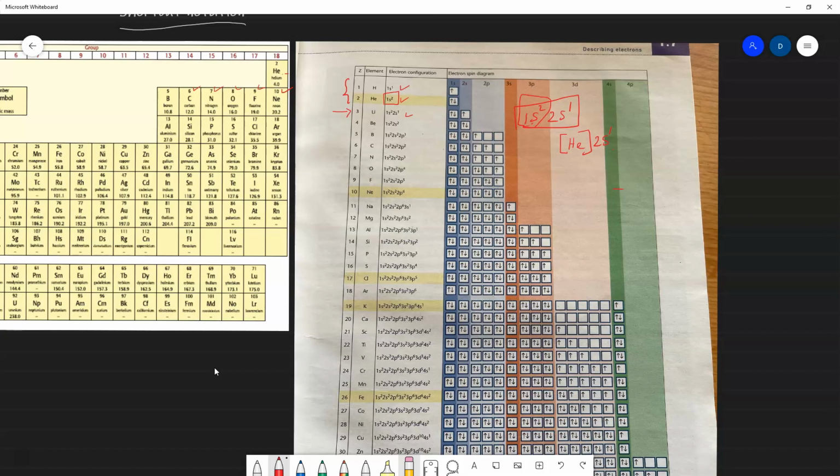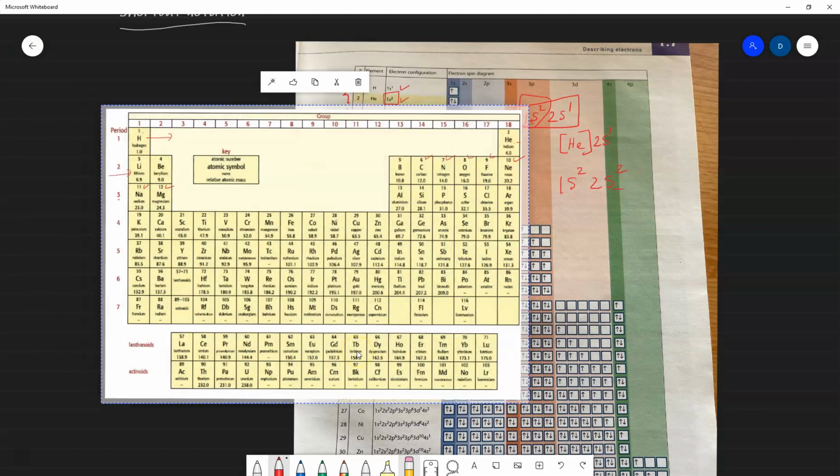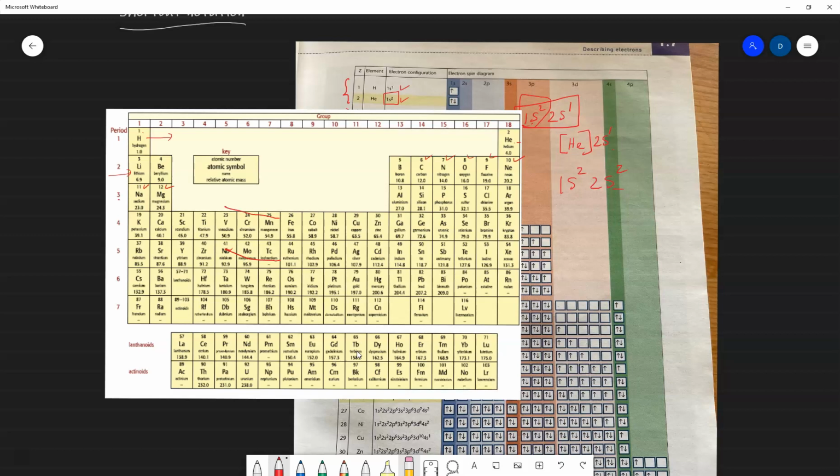I can apply the same thing for beryllium. Take beryllium here. It has 1s2 and 2s2. Now, in the periodic table, what the theory says is, whenever you come across an element, go to the previous noble gas. You're in period 2, so the previous is period 1, and the noble gas is helium. So I can use the previous noble gas symbol in my electron configuration. That is what the shortcut means.